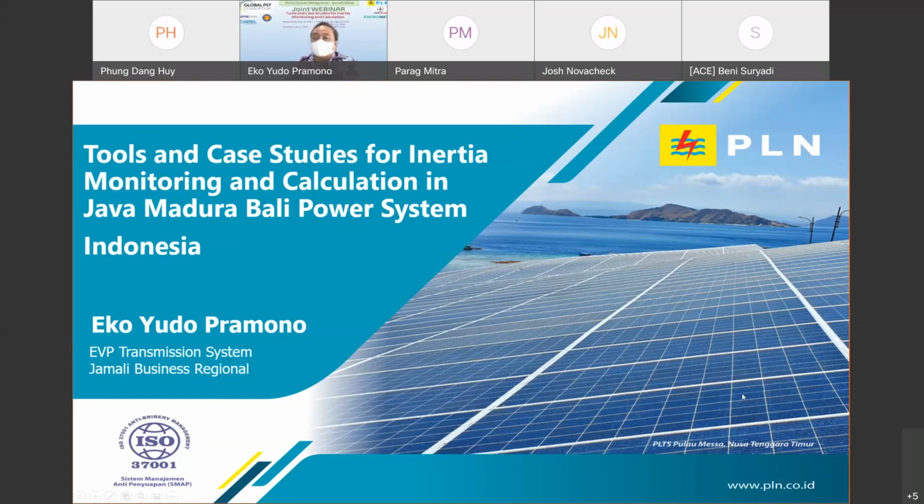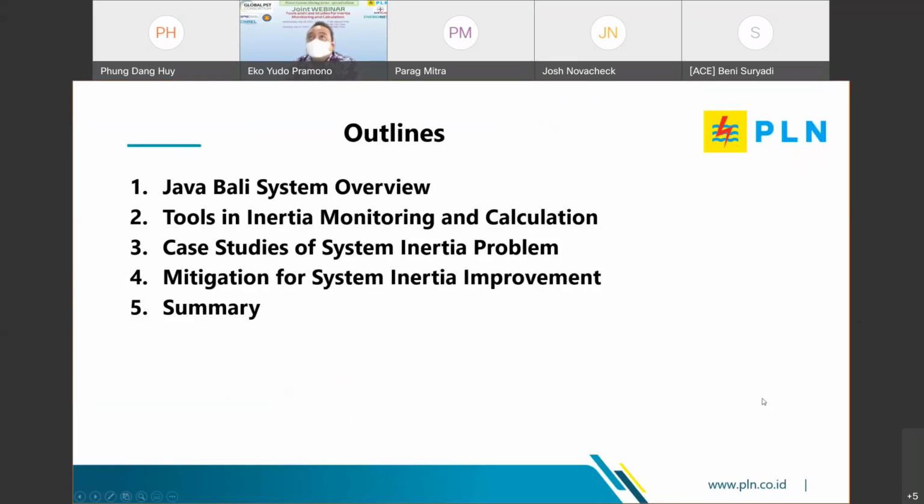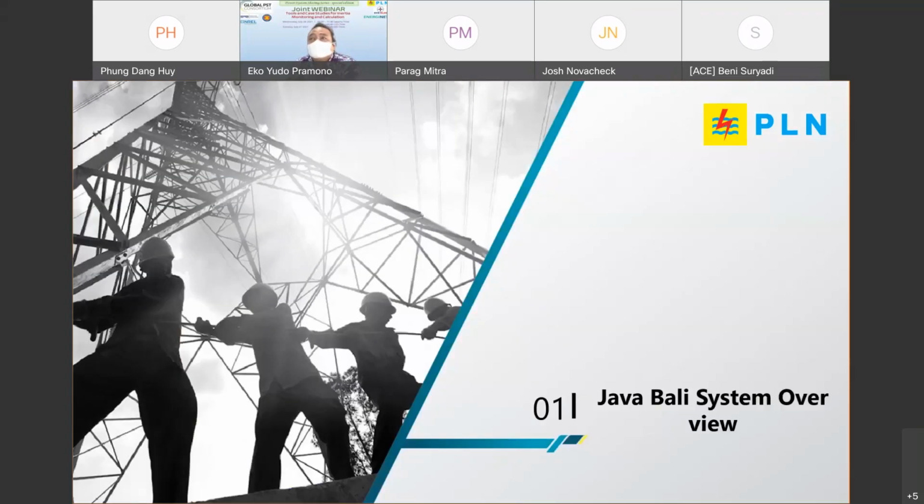This is our presentation. I will explain the Jawa Bali system overview, and next the tools for inertia monitoring and calculation that we use. Then a case study in our system of the system inertia problem, and mitigation for system inertia improvement, and the last is the summary.